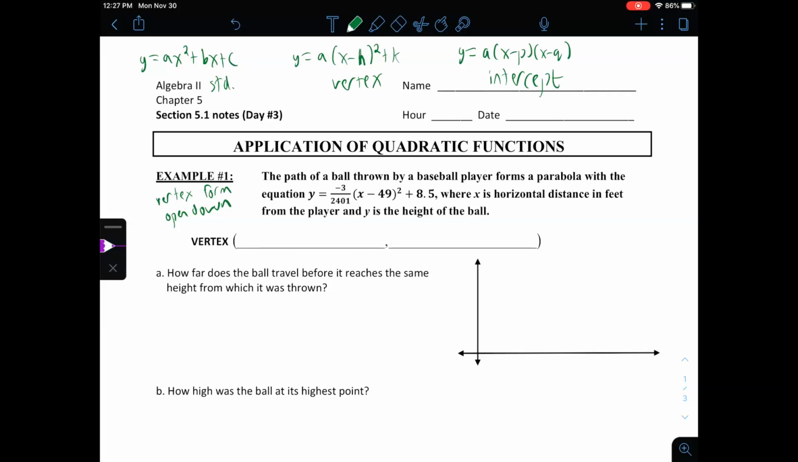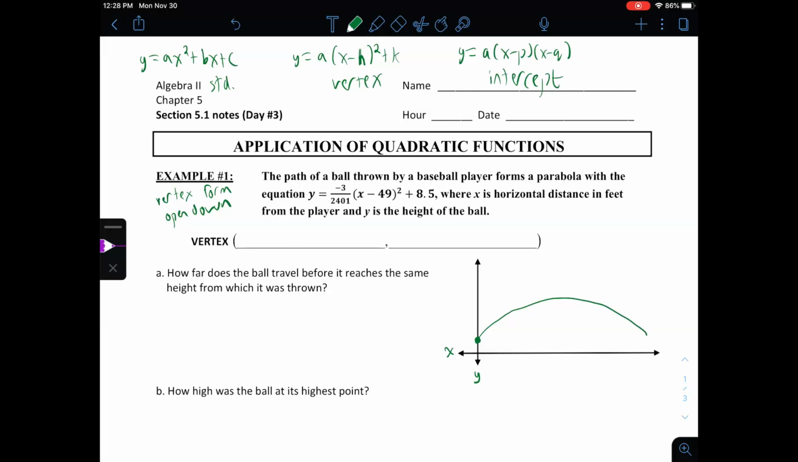Okay, so we have the path of a baseball player's throw. He's starting at a certain height. So y is the height of the ball at any given point. This is our y axis. This is our x axis. So it's going to start somewhere above the ground, right? When a baseball player throws the ball, he doesn't throw it from the ground. He's going to throw it a little bit above the ground, so it's going to follow some kind of path like this.